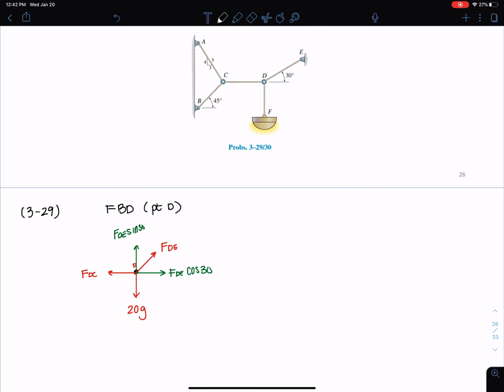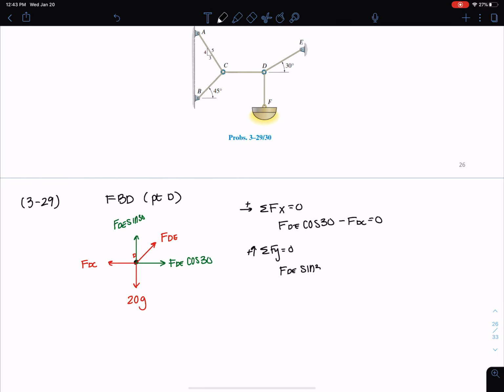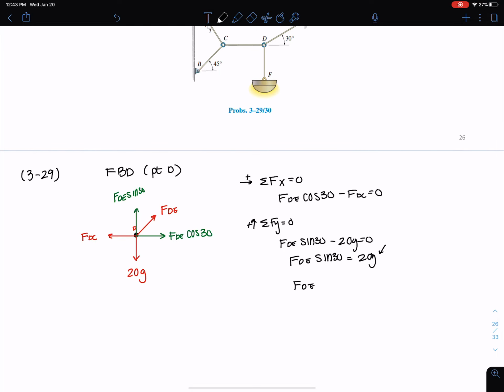So now I can go ahead and sum forces in the x direction, set them equal to 0, and I get FDE cosine 30 minus FDC equals 0. Now I'm going to sum forces in the y direction. Up is positive, and I'm going to say FDE sine 30 minus 20G equals 0. I can directly solve for FDE here. I'm going to put the 20G on the other side. Remember, G here is 9.81 meters per second squared. I end up getting FDE is equal to 392.4 newtons, and I can plug that in and solve for FDC, and I get 339.8 newtons. So I'm done with 2.